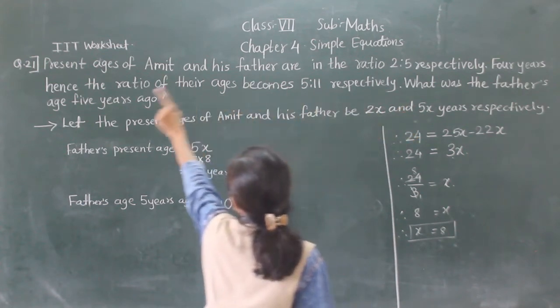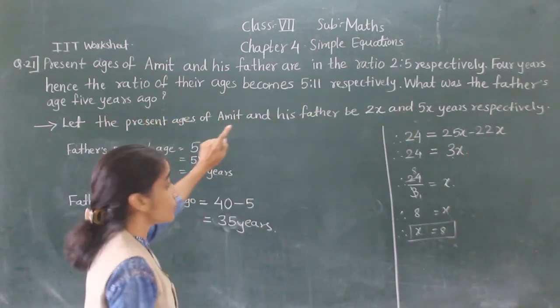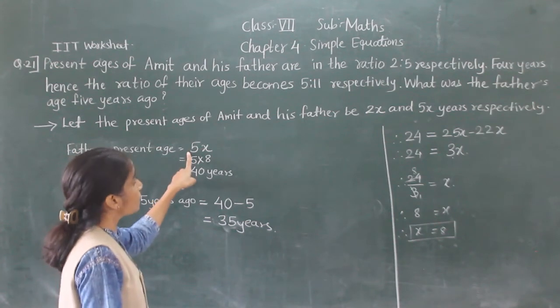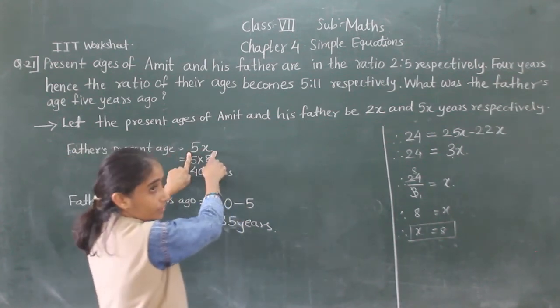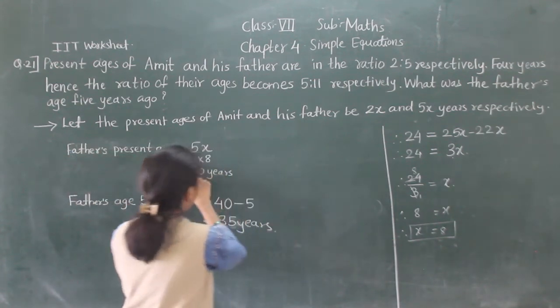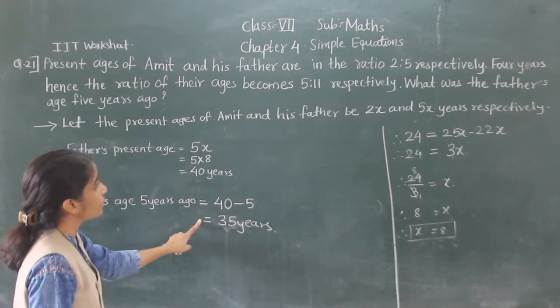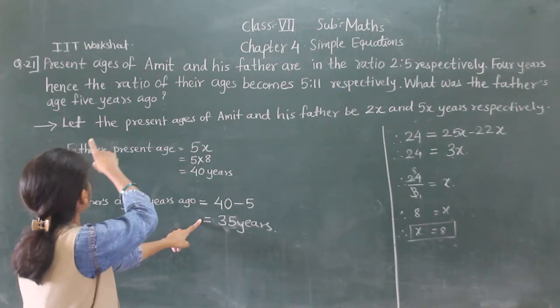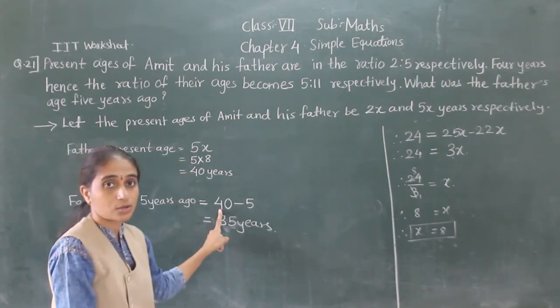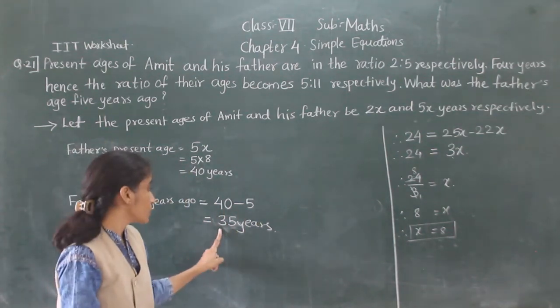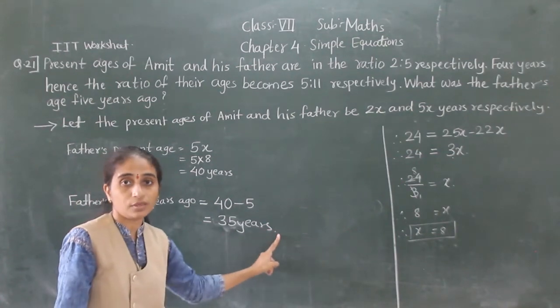Now what is the question asking? What was the father's age 5 years ago? So first we should know the present age. Present age we consider 5x. X value we got, so 5 into 8, 40 years. Now father's age 5 years ago, 40 minus 5. So we got 35 years.